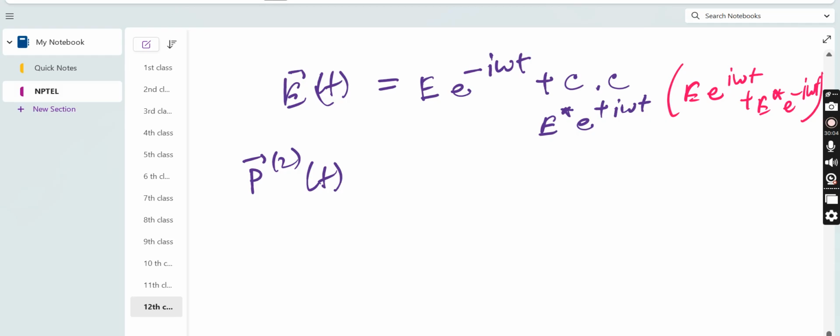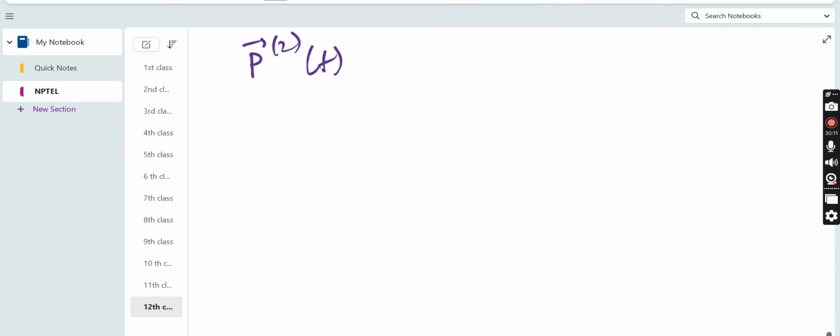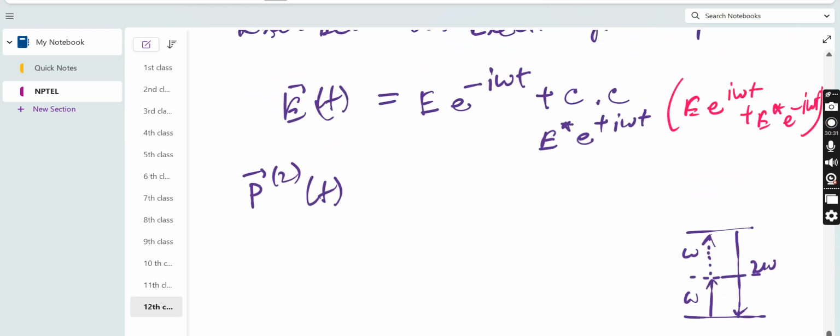So see the energy level diagram of second order generation can be written as that they absorb one photon and another photon of omega, and they give 2 omega. We are discussing here second order harmonic generation.